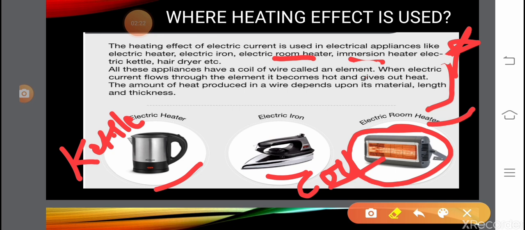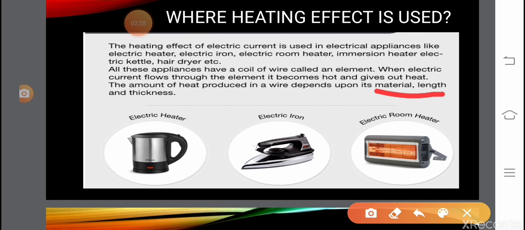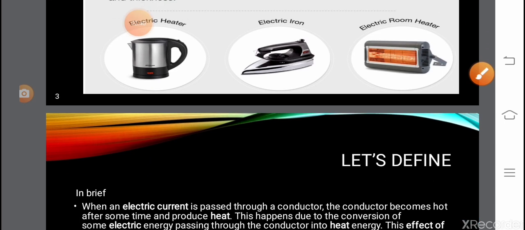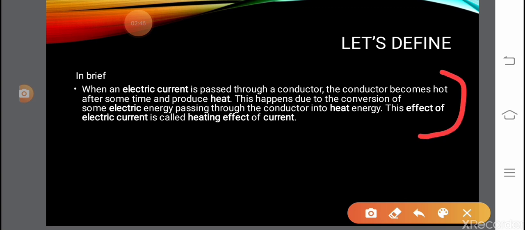You should know about these factors. What are these factors? One is material and length, thickness of the wire. Depending on the different appliances, the wire's thickness, material and length would be different. Okay, you can define the heating effect like this, and you can note this down in your notebooks.